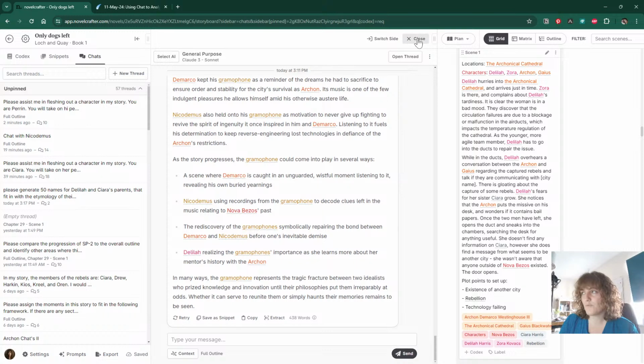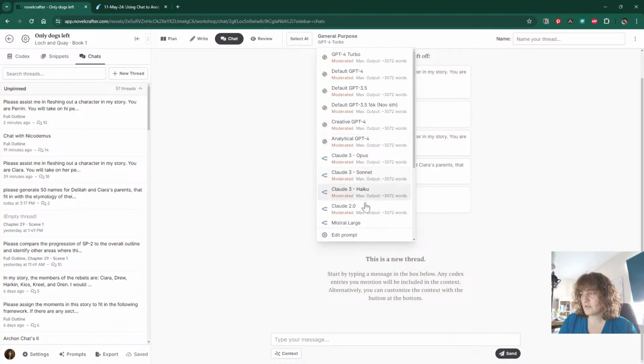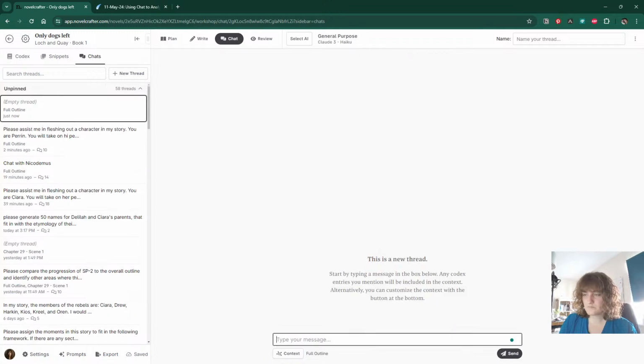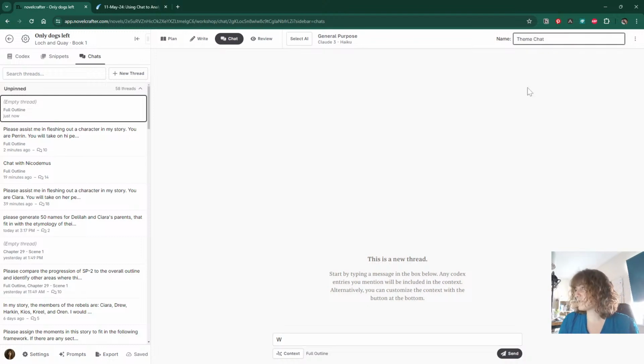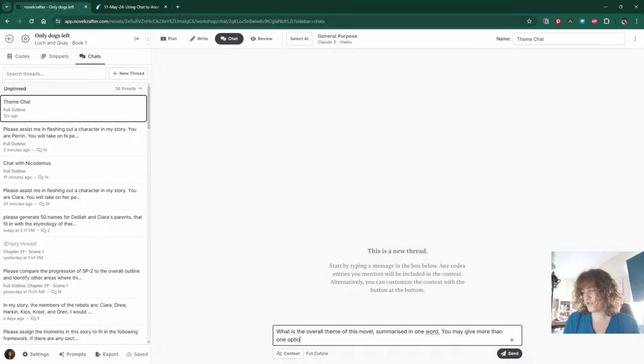So let's start off with setting that up. We're going to go chat, Haiku, general purpose prompt, context, full novel outline, and then I'm going to call this theme chat. What is the overall theme of this novel, summarized in, you may give more than one option if there are multiple themes.